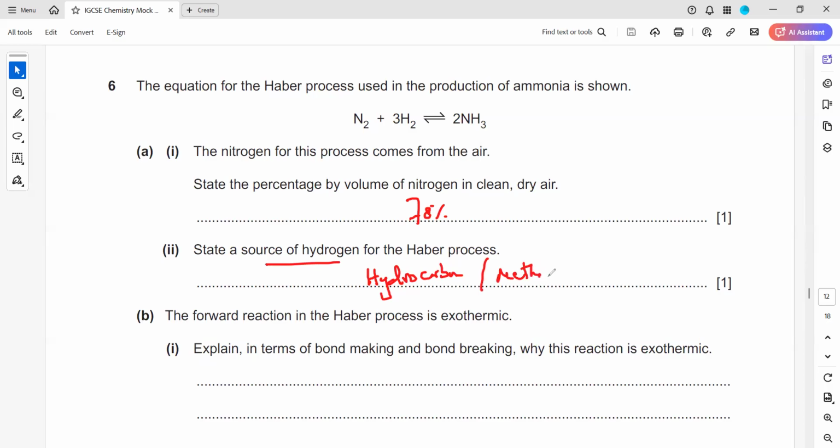Sir, I wrote solve the first one. Which first one? The steps? No steps are there. We just have to state the percentage of nitrogen. You have to memorize that the percentage of nitrogen in our atmosphere is 78%. So what about argon? Sir, for the source of hydrogen I wrote methane. Where do we get methane from? Methane is from the fractional distillation of crude oil.